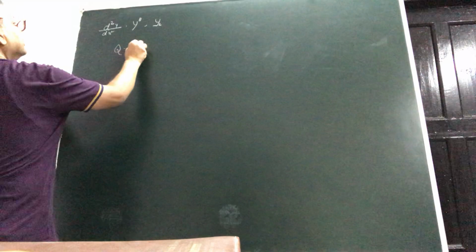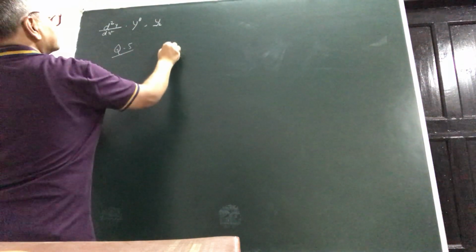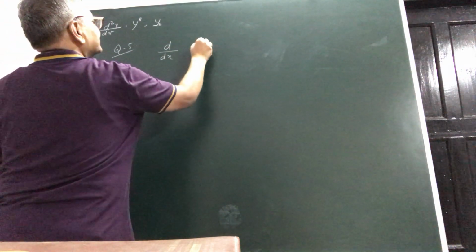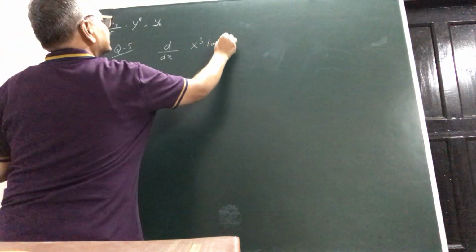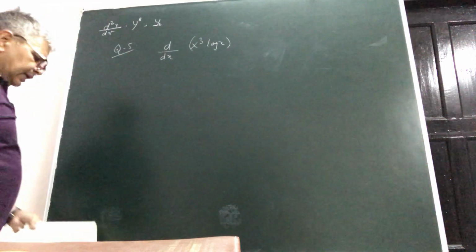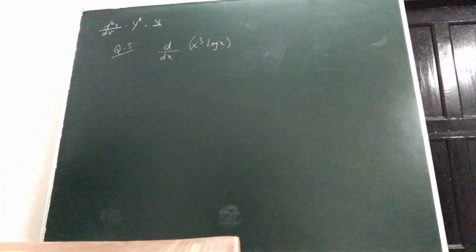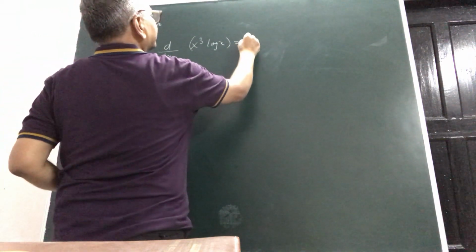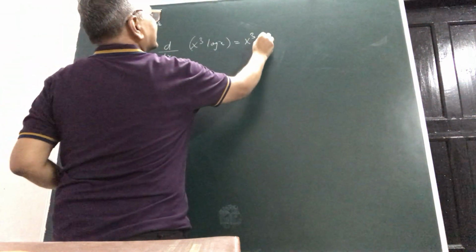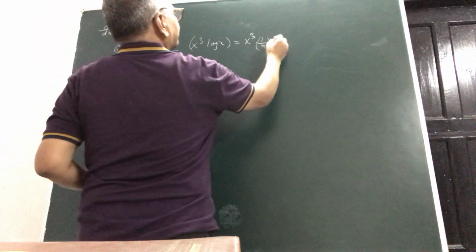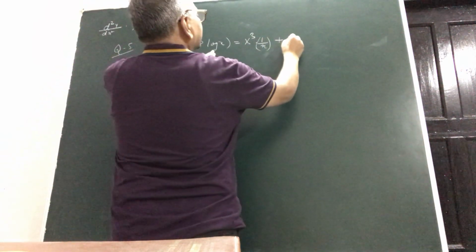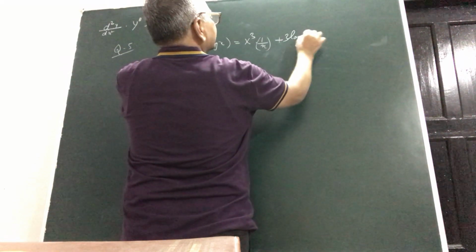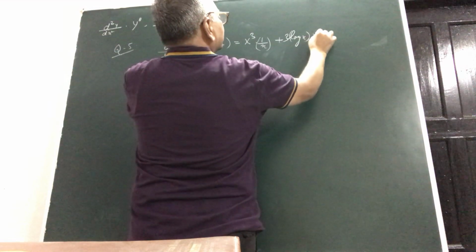Question 5. d by dx of x cube log x, x cube log of x. Now please see how we can find it out. It is the product of two functions. So it can well be written to be what? First function into derivative of second, that is 1 upon x, plus second, log x, into derivative of first, that is 3 x squared.